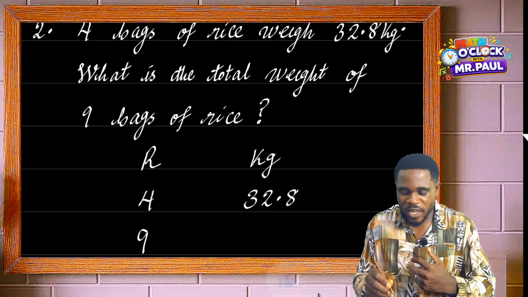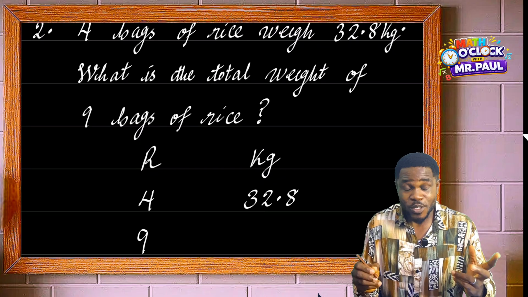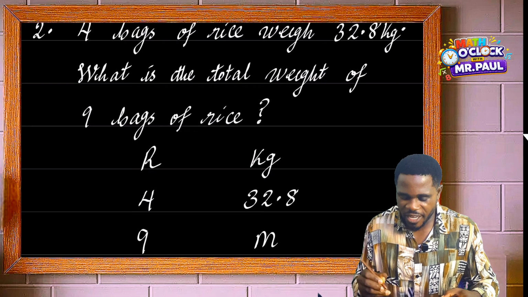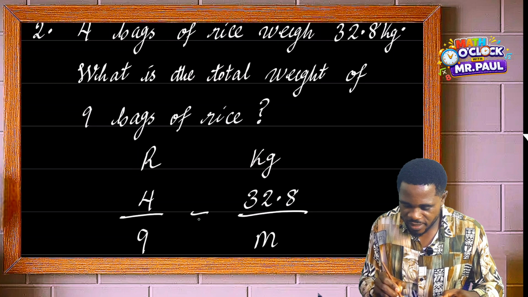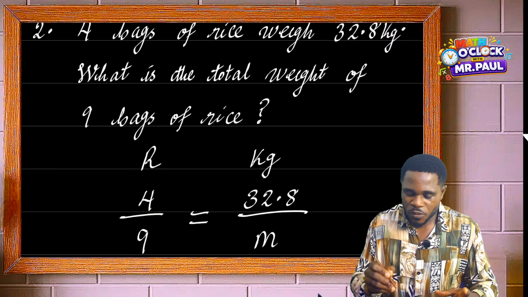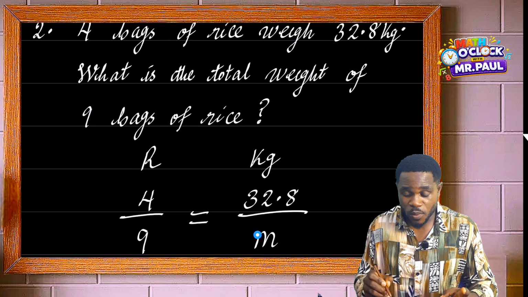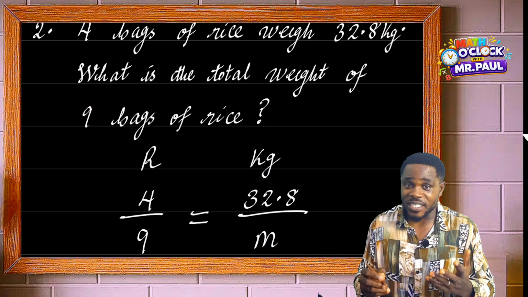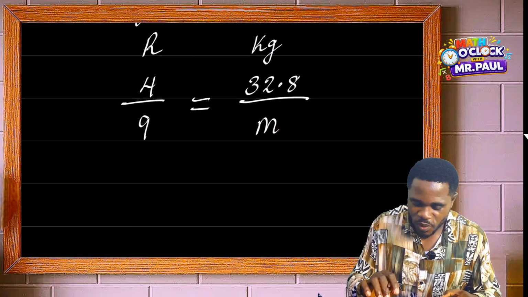So we have 9. What will be the total weight of 9 bags of rice? That we don't know. We can represent it with a question mark, or we can just go ahead and use a letter so we don't have to change. So what letter are we going to use? M. Beautiful. So we have M. What's the next step? Equal to. This is a statement which says 4 bags of rice is equal to 32.8 kg. 9 bags of rice is equal to M. So by the time we are done solving for the value of M, that would be the weight of 9 bags of rice. So let's dive in as we solve.